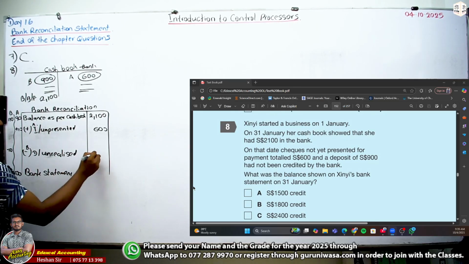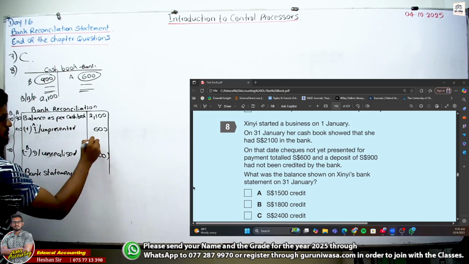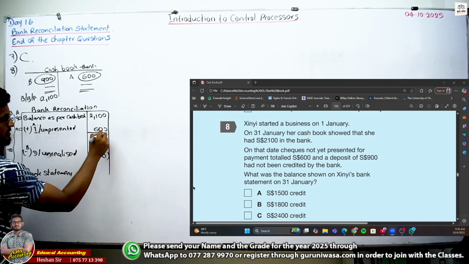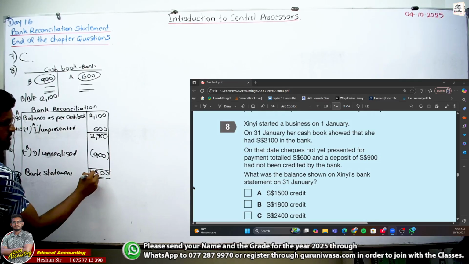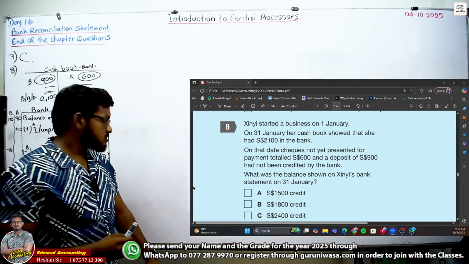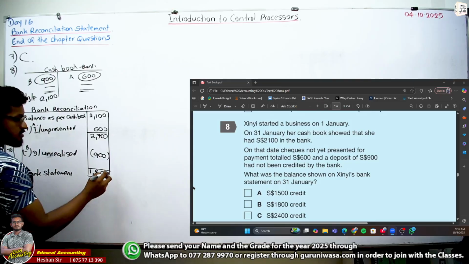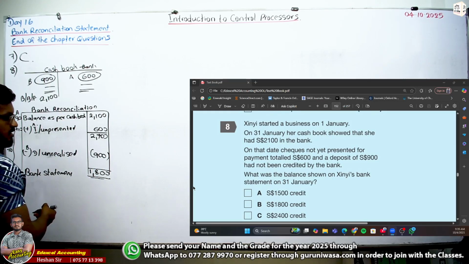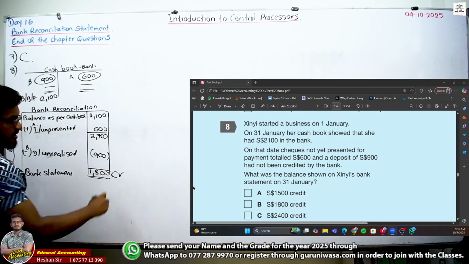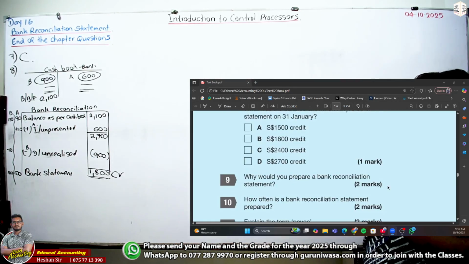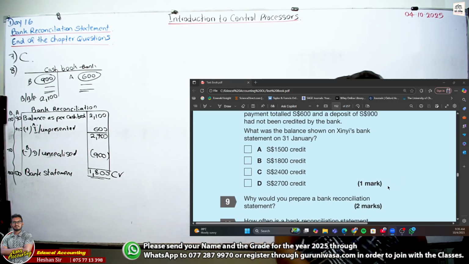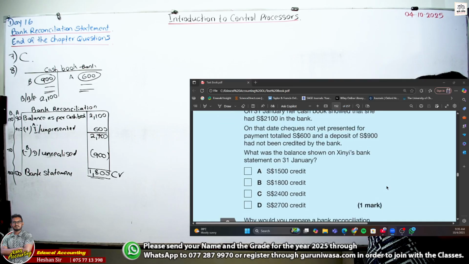So this is 900, 2700, 1800. This is not the overdraft. It is an overdraft, it comes as minus, meaning a debit balance. This is a credit balance. 1800. The answer is number B.